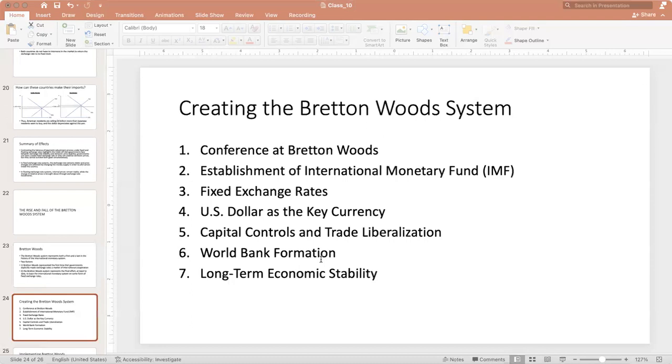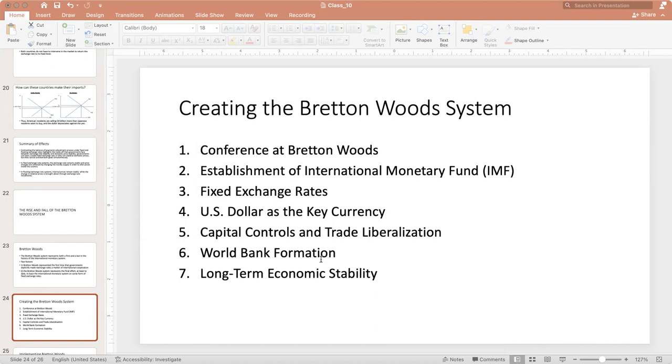So the first feature that I want to present is the conference at Bretton Woods. It had representatives from 44 countries that met in Bretton Woods, New Hampshire, in July of 1944. This meeting was planned to design a new global monetary system. The conference was organized by the United Nations Monetary and Financial Conference.